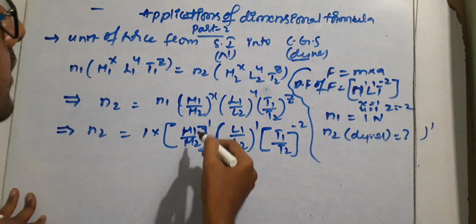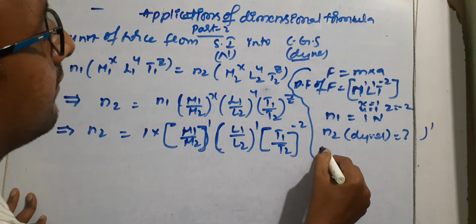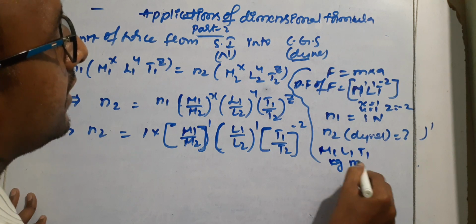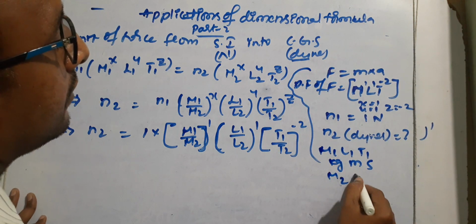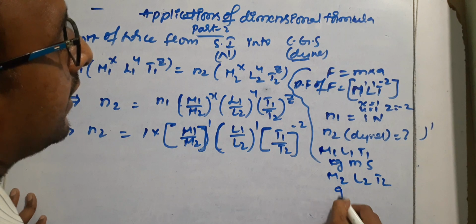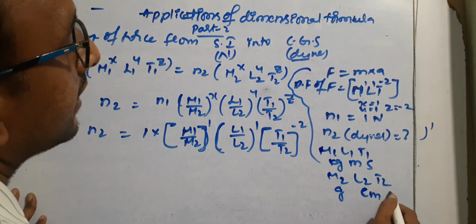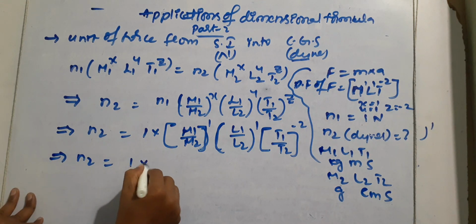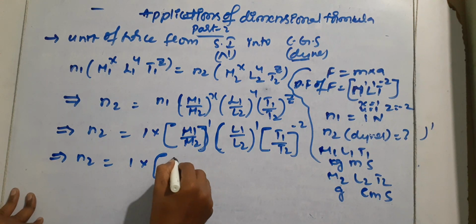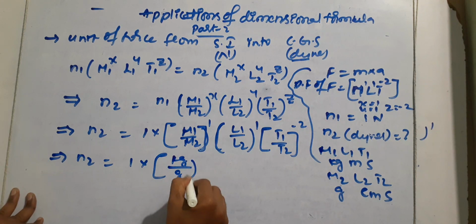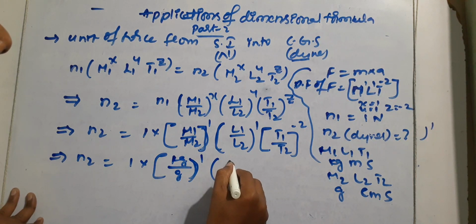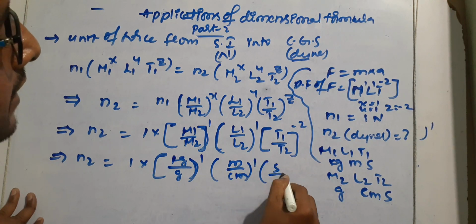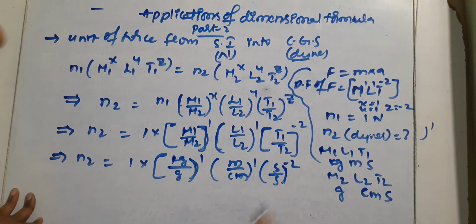But in the beginning of this topic we said M1, L1, T1 represent kg, meter, second, and M2, L2, T2 represent gram, centimeter, second. Now substitute this in place of this. N2 is equal to 1 into, so M1 means kg and this is gram, whole power 1, meter by centimeter whole power 1, second by second whole power minus 2.